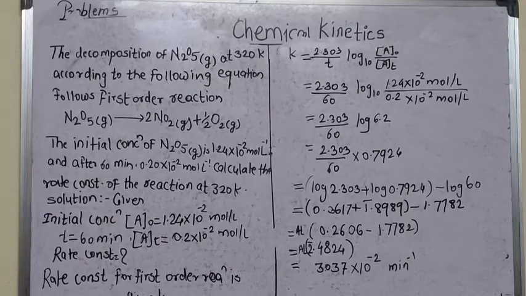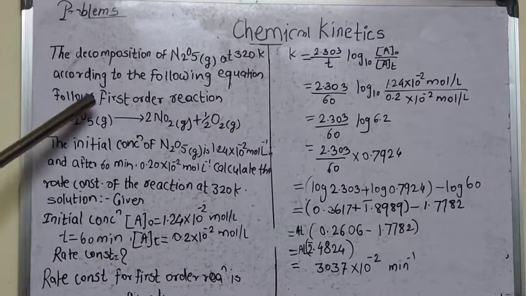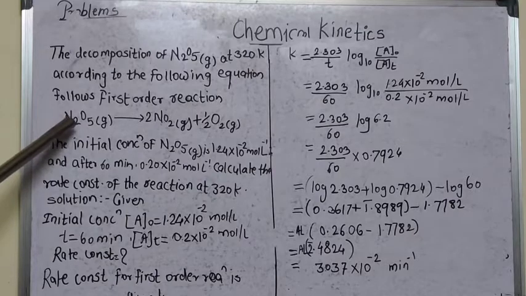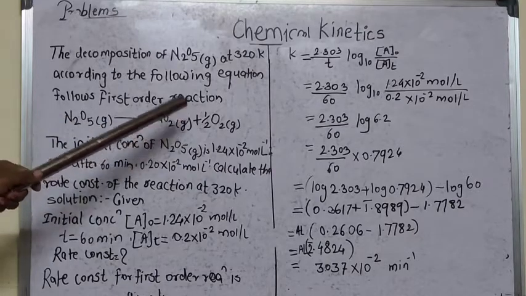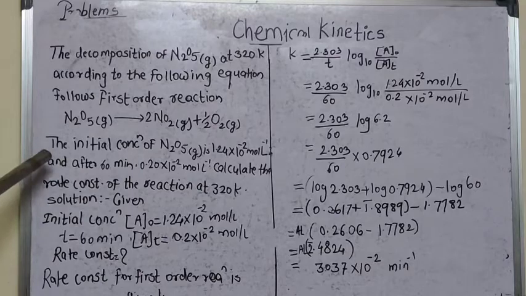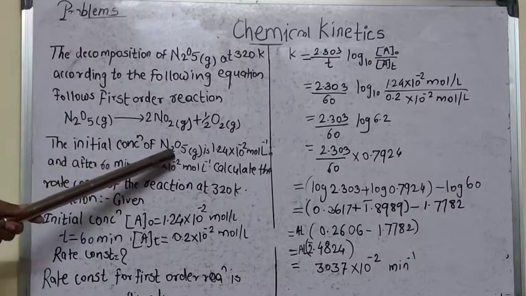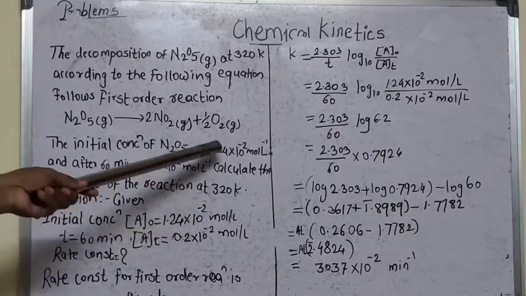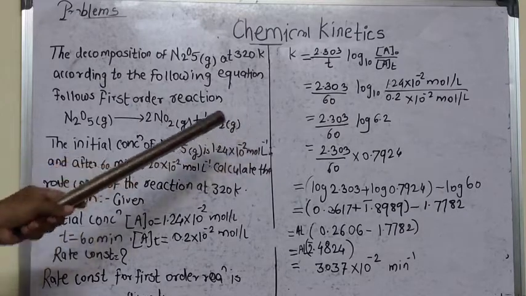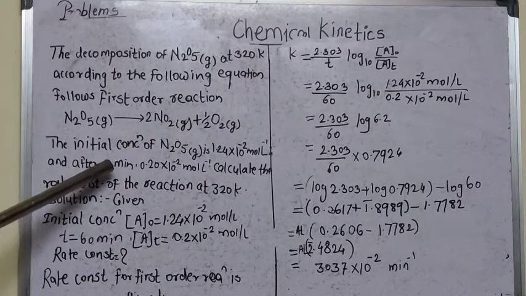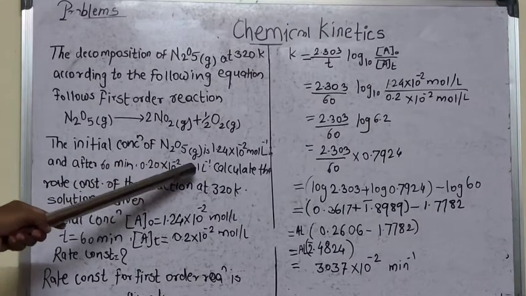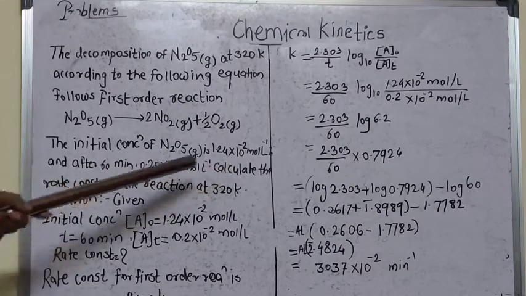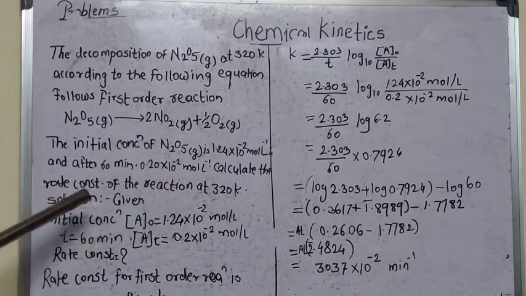Okay, the next problem we are going to see is the decomposition of N2O5 gas at 320 Kelvin according to the following equation for the first order reaction. The reaction is N2O5 gas gives 2 NO2 gas plus half O2 gas. The given quantities are: the initial concentration of N2O5 gas is 1.24 into 10 to minus 2 mole per liter, and after 60 minutes 0.20 into 10 to minus 2 mole per liter. Calculate the rate constant of the reaction at 320 Kelvin.